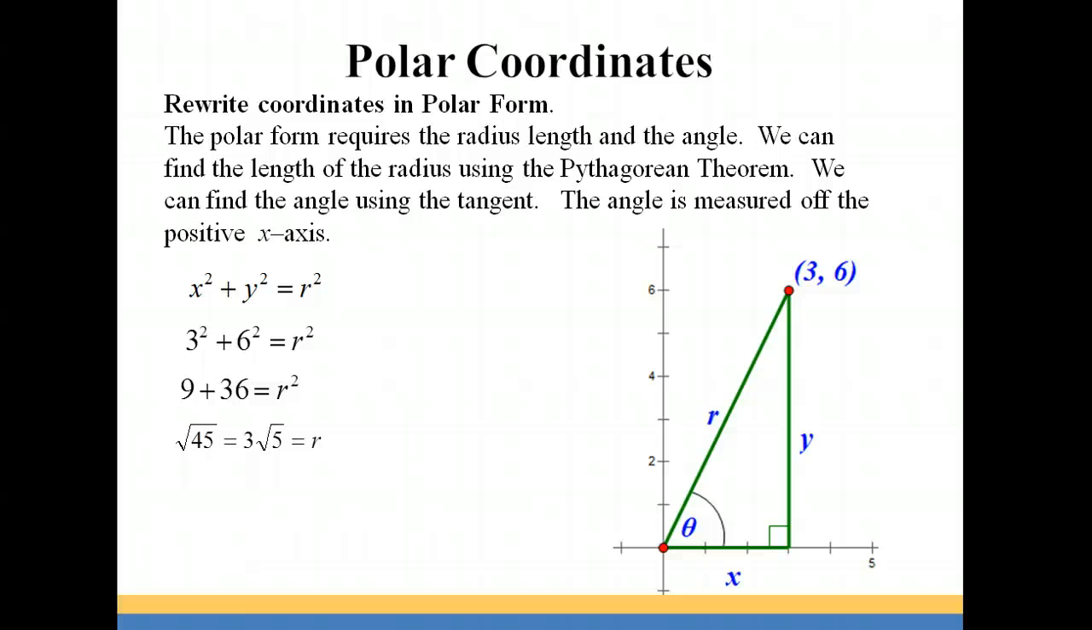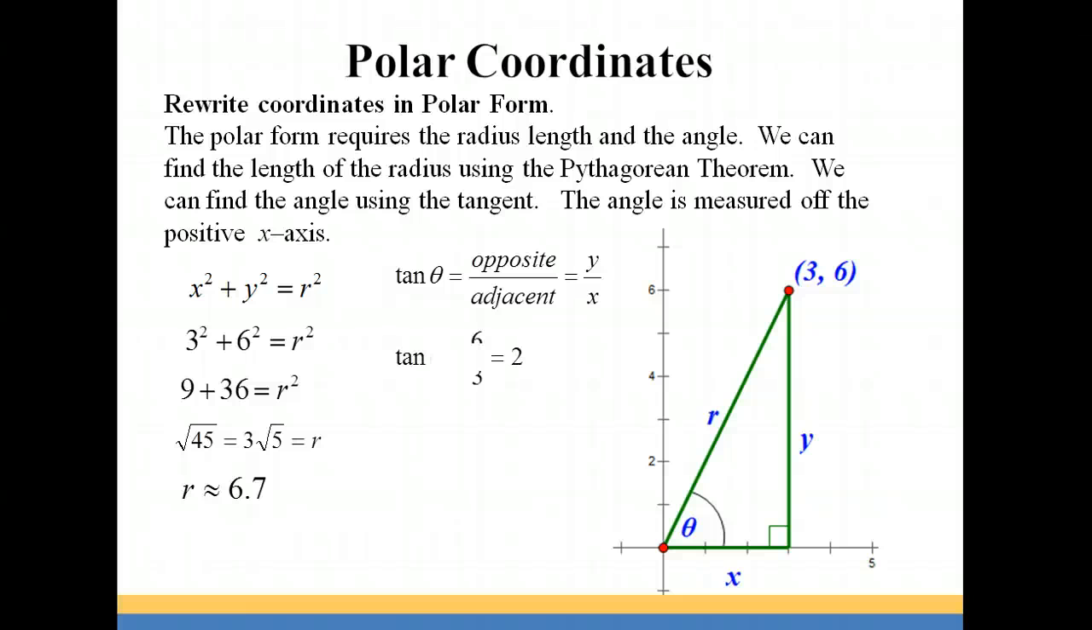Now the other piece of information that we need is the angle measure. And we can get the angle measure by using the tan. The tangent of the angle is going to be the opposite over the adjacent, which is always going to be y over x. That's pretty easy to remember. You could also use the sine or the cosine, but we typically tend to use the tangent because we have x and y already. And we don't have to worry about estimated values.